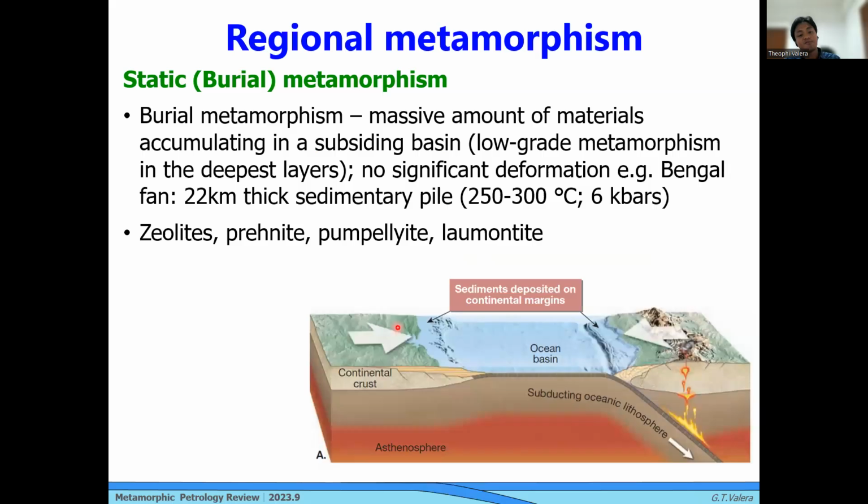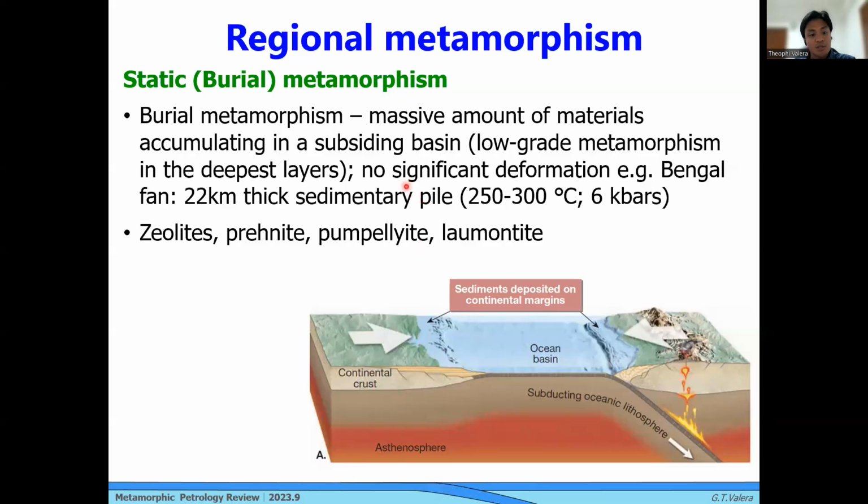Another type of regional metamorphism is static or burial metamorphism. This is the type of metamorphism, static or lithostatic metamorphism or burial metamorphism, that happens when you have massive amounts of material accumulating in a subsiding basin, usually in a forearc setting, or pwede rin sa passive margins. Makapal, pwede rin makapal yung sediments mo. And the thick sediments is due to the previously divergent nature ng boundary, ng margin.